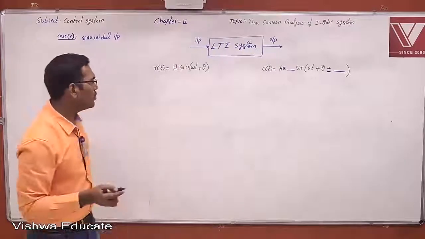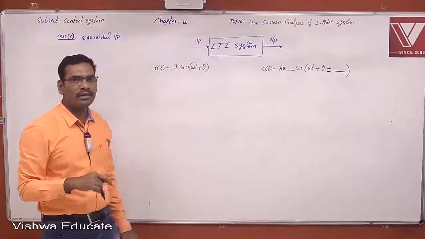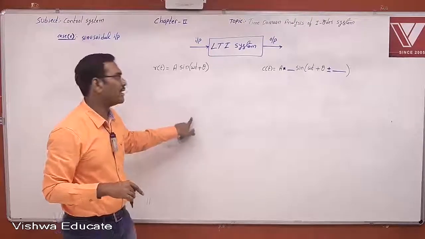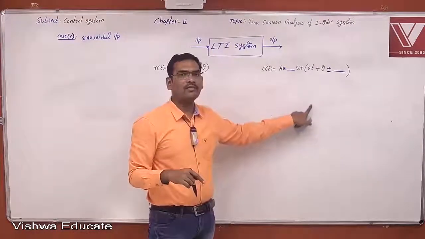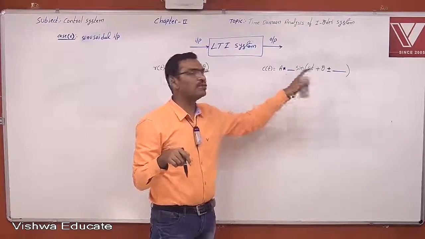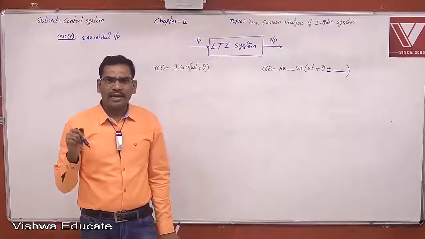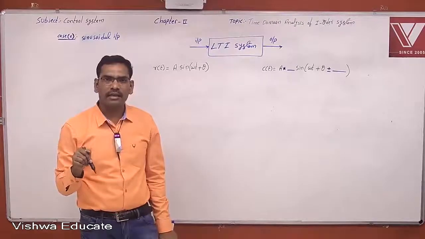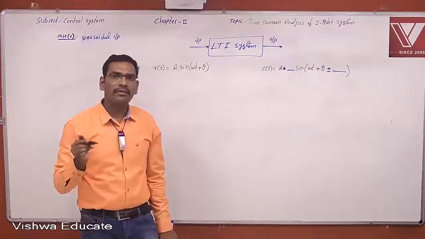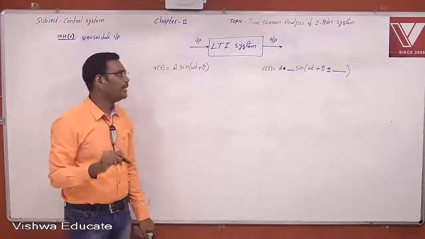Yes. But there is one common point here: what is the frequency of oscillations at the input side? Omega radians per second. What is the frequency of oscillations at the output side? Omega radians per second. This is the key parameter to find these two changes. So at the same frequency of oscillation, what should be the change in magnitude? What should be the change in phase? We need to identify and calculate these.